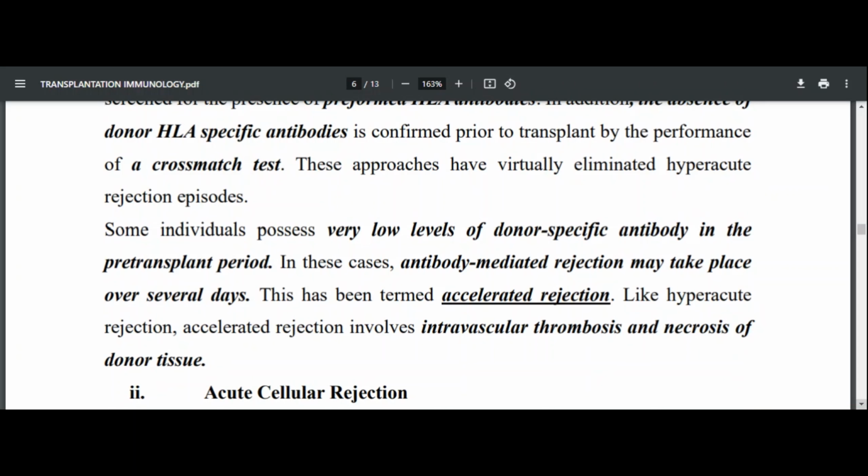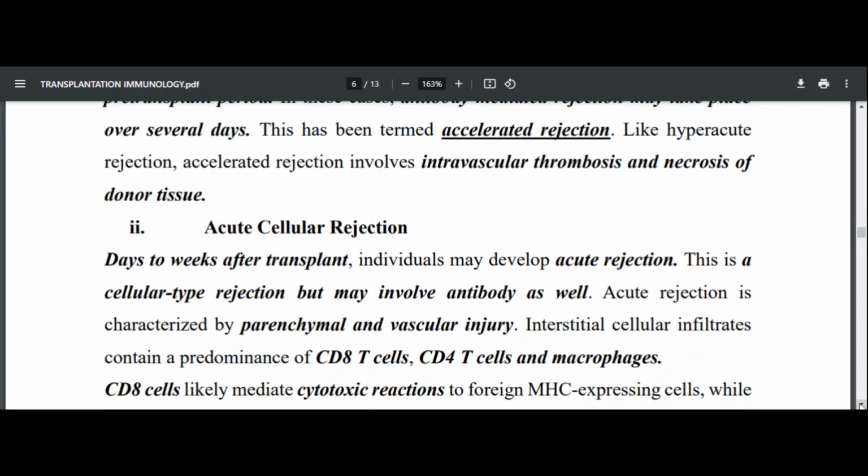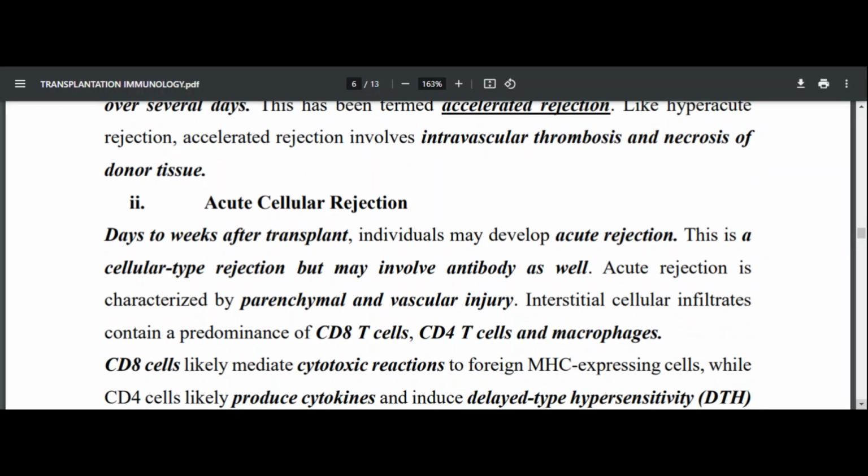Like hyperacute rejection, accelerated rejection also involves intravascular thrombosis and necrosis of donor tissues. Of course, you have to remember that accelerated rejection is the same as hyperacute rejection, but it doesn't happen immediately. It takes some days, but when it happens, it has the same degree and the same extent as hyperacute rejection. So the second rejection is what we call acute cellular rejection.